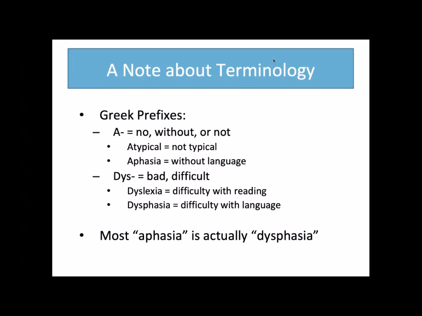Whereas the Greek prefix dys means bad or difficult. So dyslexia is difficulty with reading, and dysphasia is difficulty with language. And most people who have aphasia actually have dysphasia. They have difficulty with language, not no language at all.